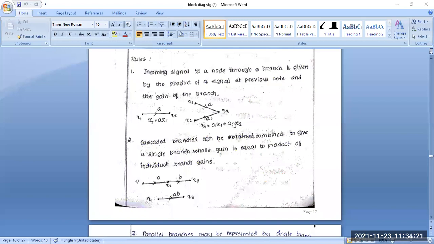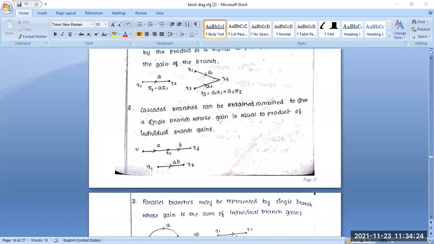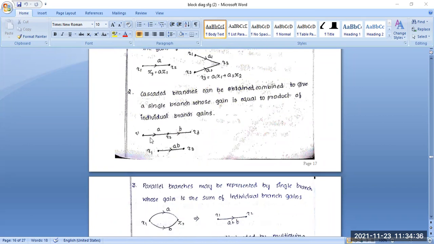Next, number 2, cascaded branches can be combined to give a single branch whose gain is equal to the product of the individual branch gains. That means here you can see in this example, this is the first node x1, this is the second node x2, this is the output node, that is x3.